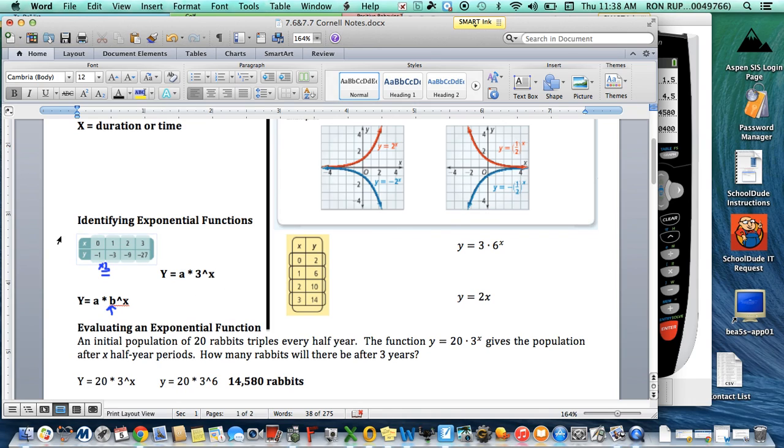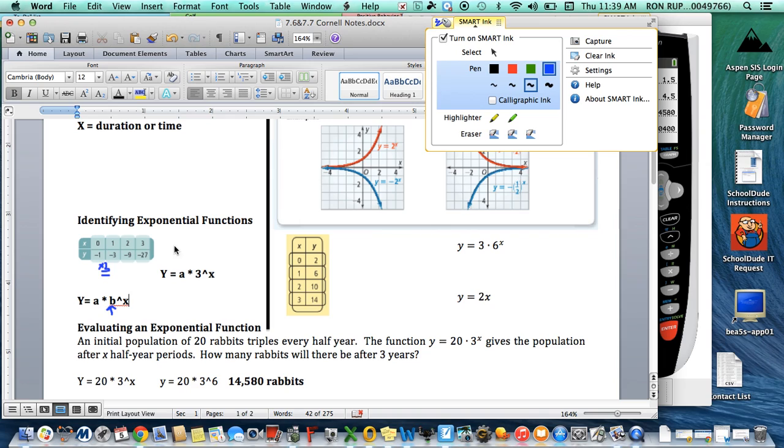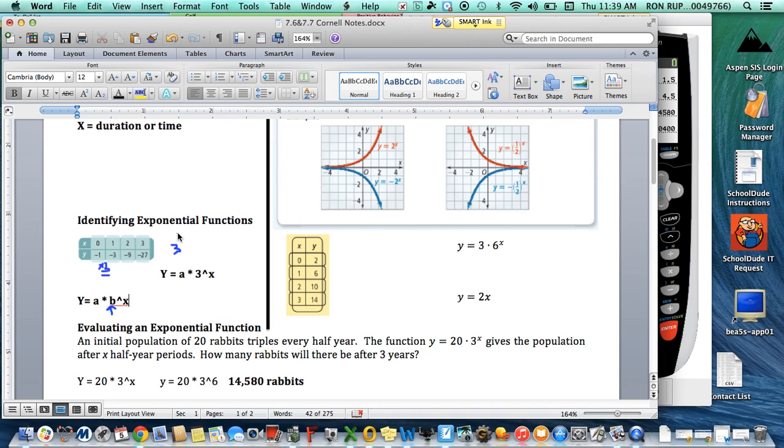So what I want you to do is pick one of the values in your table. Let's do 1, per se. So if I plug 1 in for x here, 3 to the first power should equal 3. Well, how do I get from 3 to negative 3? What's something that I can multiply by 3 to get negative 3?